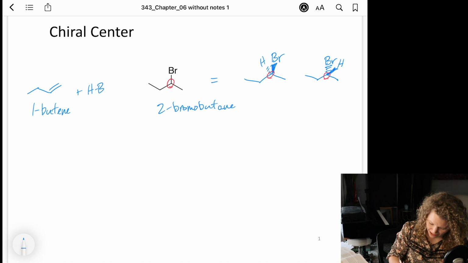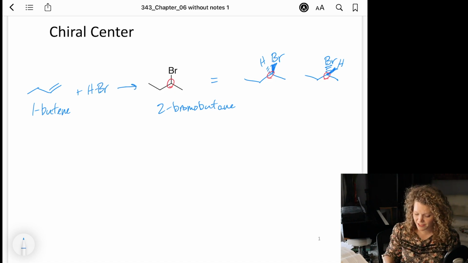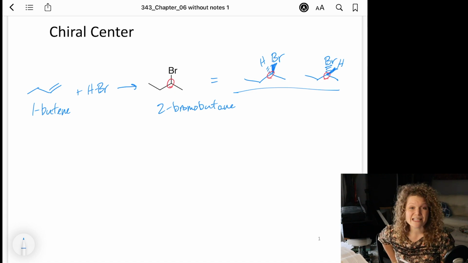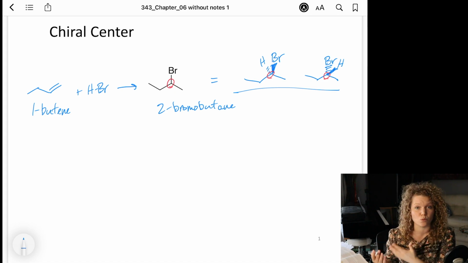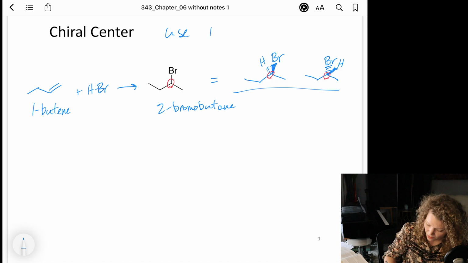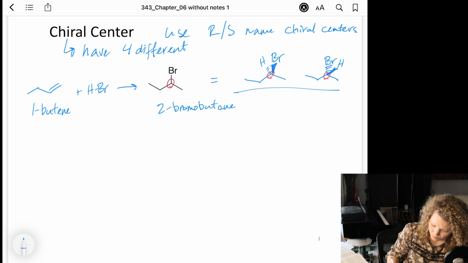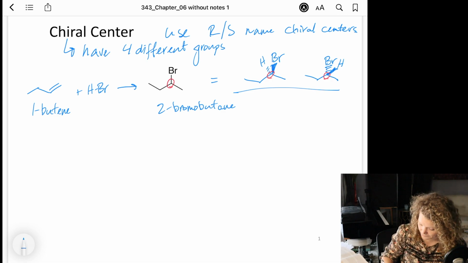We can do an addition reaction with HBr. This forms 2 different molecules here. Now, these 2 compounds only differ in their chiral center. One is R and one is S. So we use R or S to name chiral centers. Chiral centers have 4 different groups attached to an sp3 carbon.